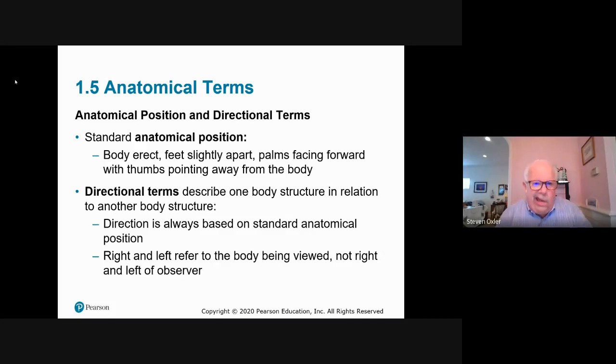When you talk about right and left, you're talking about the body being viewed, not your body. Okay? So if you look at someone, you're talking about their right side or their left side, not your right side or left side.